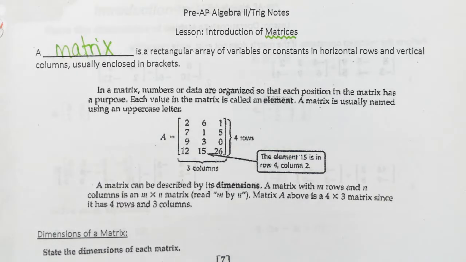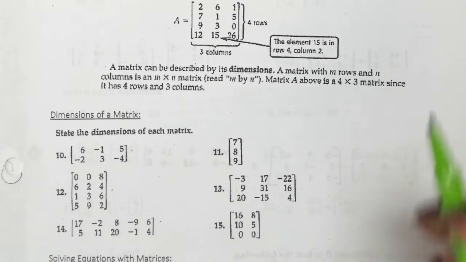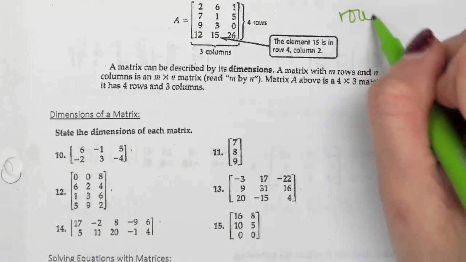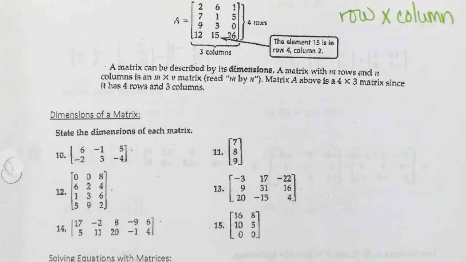All right, so here we go. Very first thing, state the dimensions of the matrix. And what you need to know is it's row by column. Guys, it's so important. If you don't know how to do this, you can't plug it in your calculator, so you can't multiply them like we're going to do next week. It is so important. It's so easy, but so important.